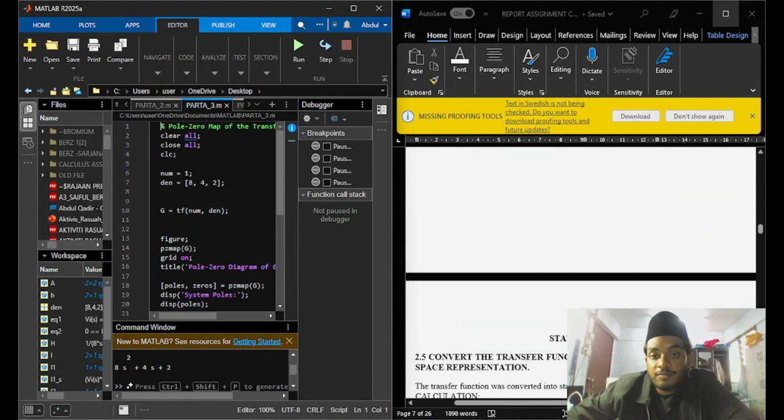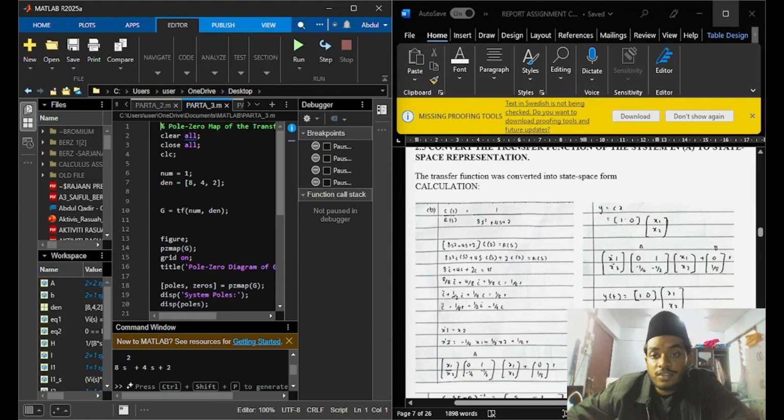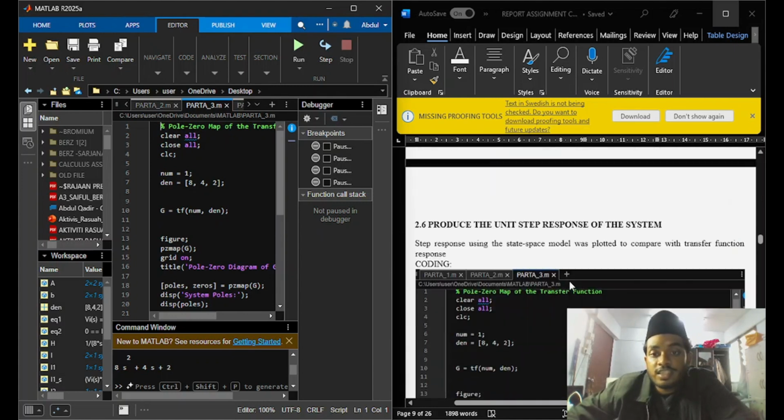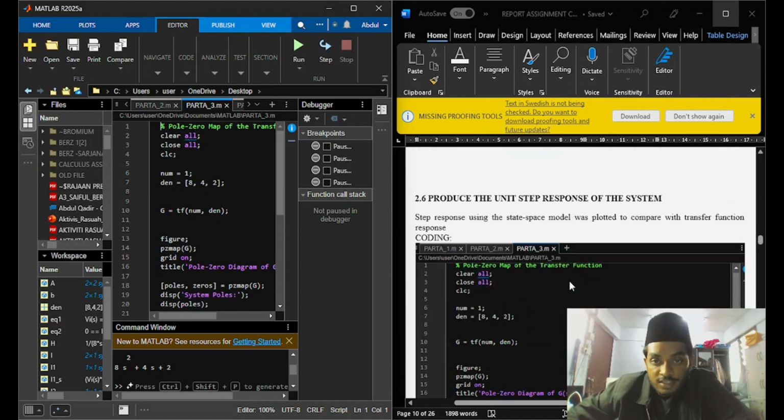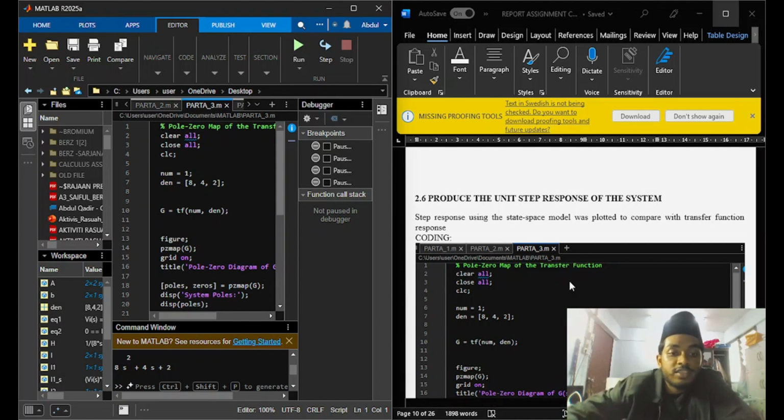This is my calculation for the state space representation, and then we go to the unit step response of the system. Using the state space model, we again simulated the unit step response in MATLAB. The result matches the transfer function response, confirming the accuracy of both models.